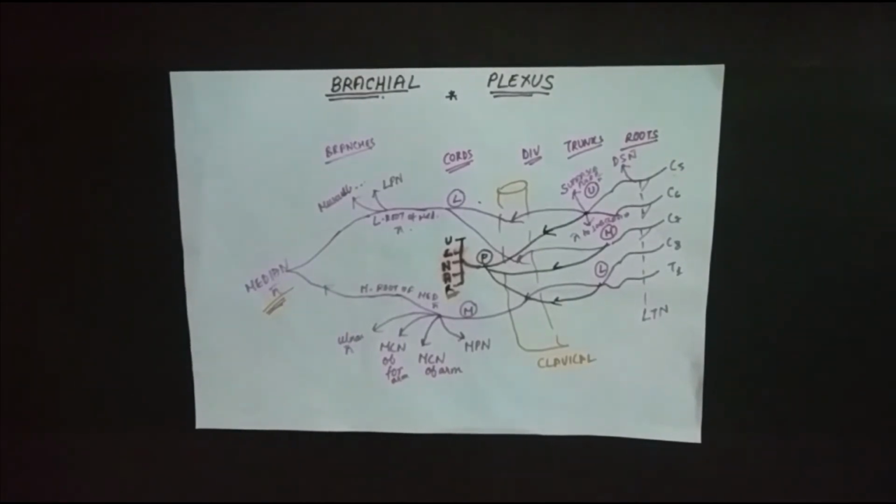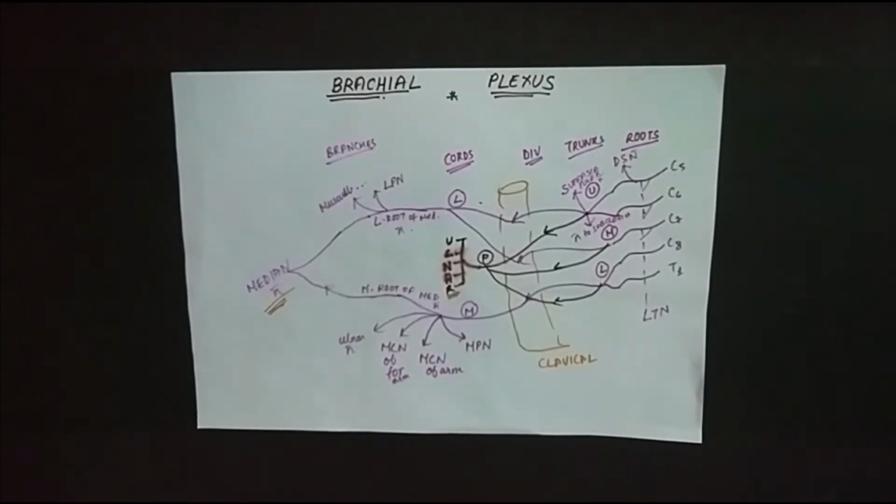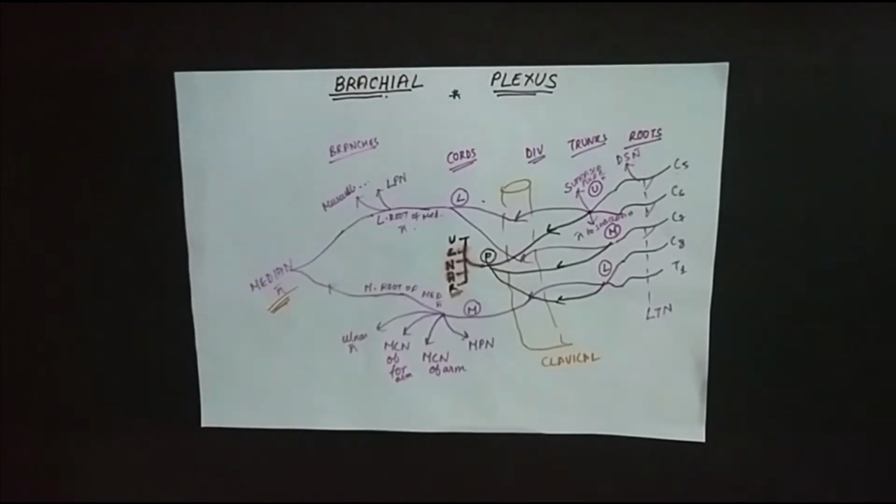In this video, I'll be talking about the clinicals of the brachial plexus. If you have not checked the video of the brachial plexus, then do check it out. So first we have Erb's paralysis. In Erb's paralysis, the site of injury is in the region of the upper trunk of the brachial plexus.